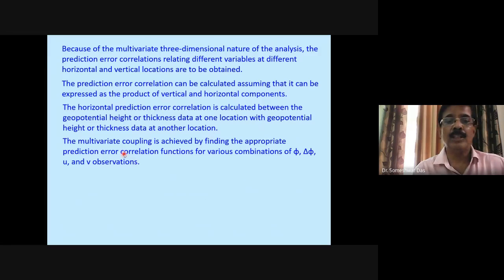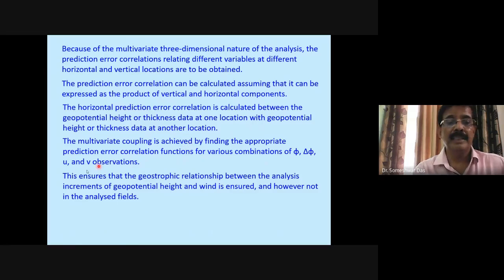The multivariate coupling is achieved by finding the appropriate prediction error correlation functions for various combinations of phi, del phi, u, and v observations. Okay. This ensures that the geostrophic relationship between the analysis increments of geopotential height and the wind is ensured.